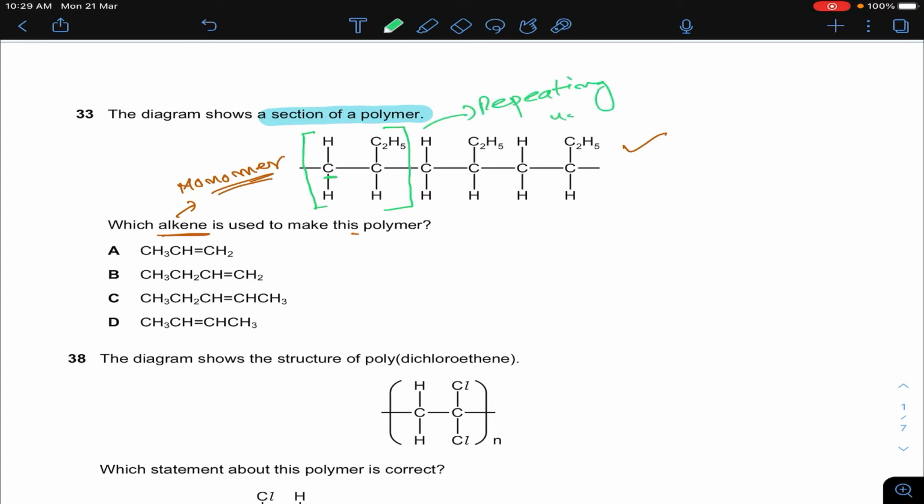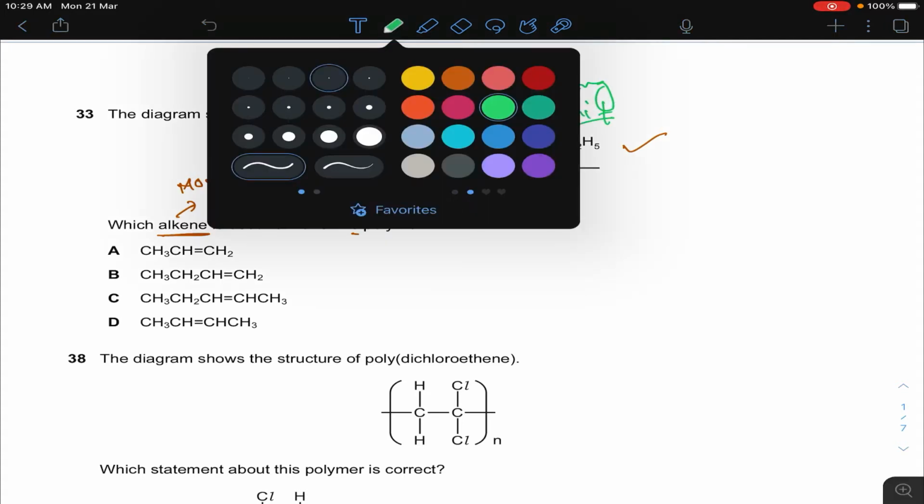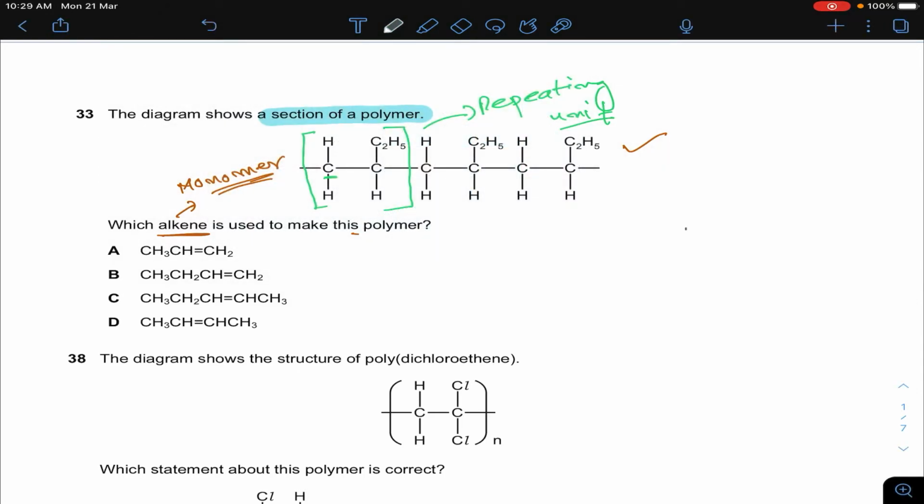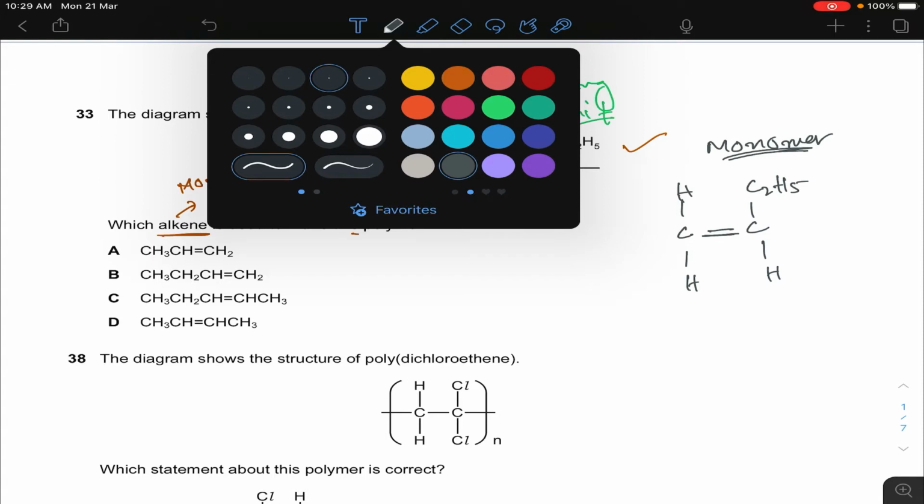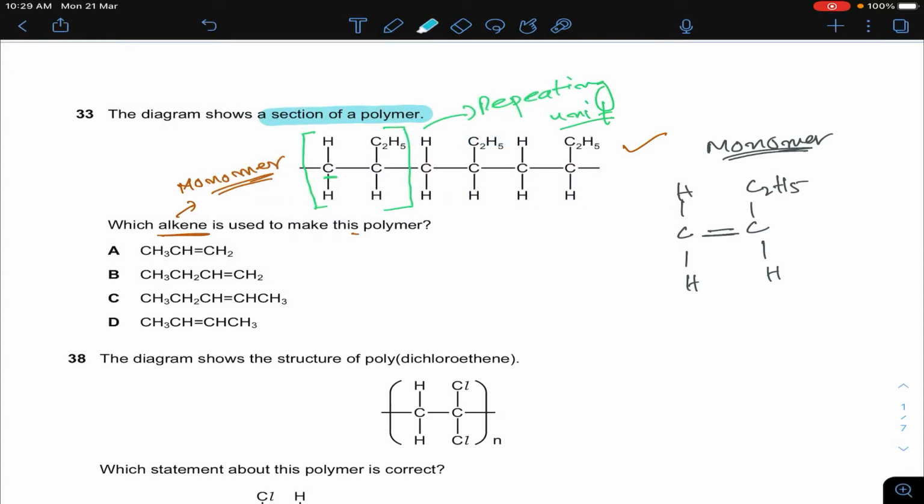Identifying the repeating unit in an addition polymer is very simple. Now let's draw the repeating unit separately. This is the repeating unit, with C2H5 and H, H. To convert it into the monomer, just draw a double bond between the horizontal carbon atoms. This is the structure of the monomer. Next let's name the monomer, and then we can identify which option is correct.